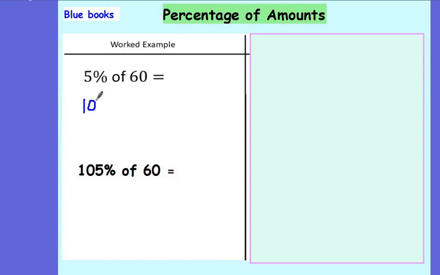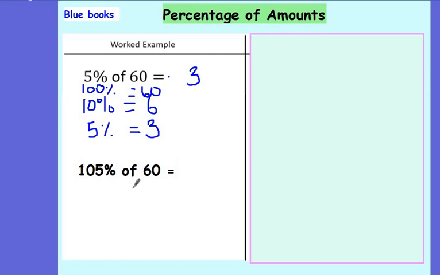To find 10%, I need to do 60 divided by 10, which would give me 6. As 100% of 60 is just 60. To find 5%, I divide my 6 by 2, which would give me 3. So my answer is 3.